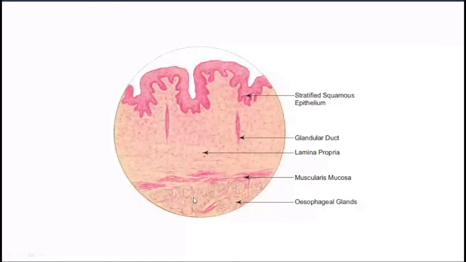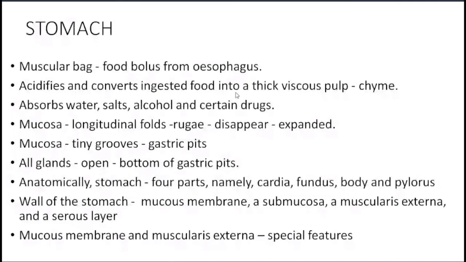Now coming to the stomach. The stomach is a muscular bag into which the food bolus enters. Here the stomach acidifies and converts the ingested food into a thick viscous pulp, that is called the chyme. It also has absorption: it absorbs water, salt, alcohol, and some drugs. The mucosa of the stomach shows longitudinal folds, visible to the naked eye, called the rugae. These rugae disappear when the stomach is expanded.